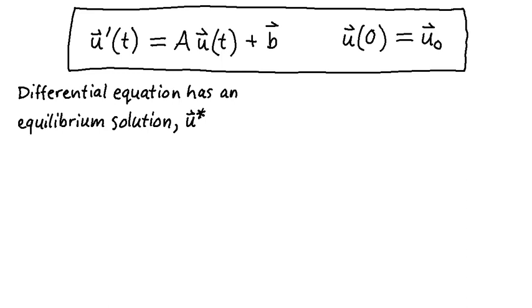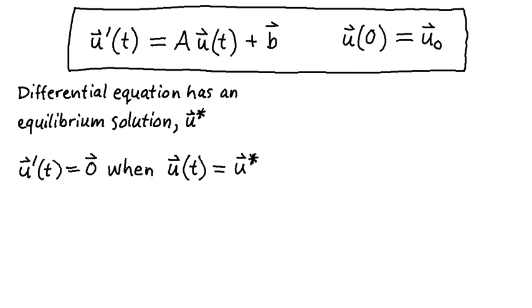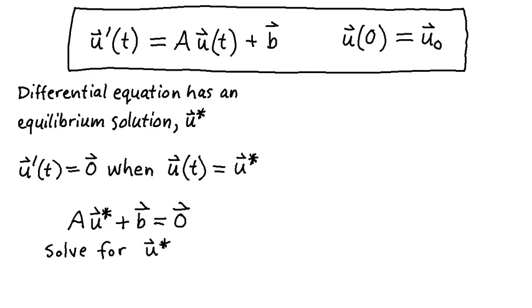Recall that an equilibrium solution U star is one for which U prime becomes 0 when U is set equal to U star. This means that we find an equilibrium solution by first substituting U equal to U star and U prime equal to 0 into the system of differential equations. The equilibrium itself is then found by solving the system of regular old algebraic equations that results.